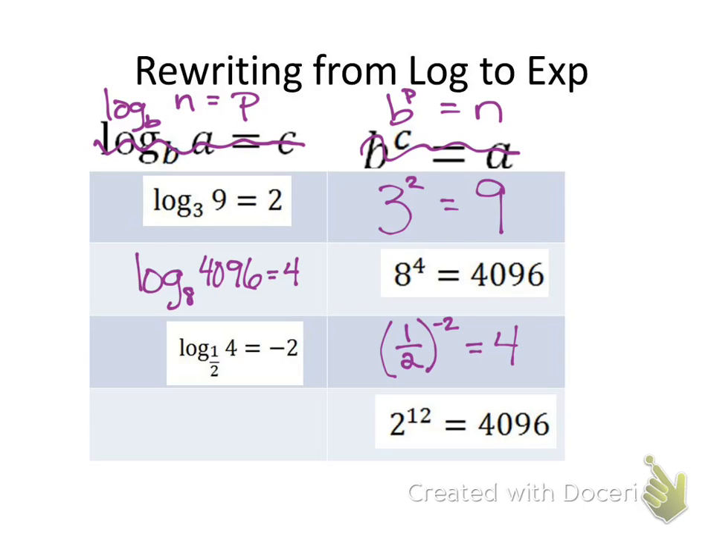We could look at this as the circle, a great circle. 1/2 to the negative second equals 4. 8 to the fourth equals 4,096. 3 squared equals 9. Like, you see that circle? Sometimes that circular motion helps us convert from one to the other. So, I can also rewrite using the circular motion. Using the circular motion, log base 2 of 4,096 should equal 12. So that circular motion works both times.